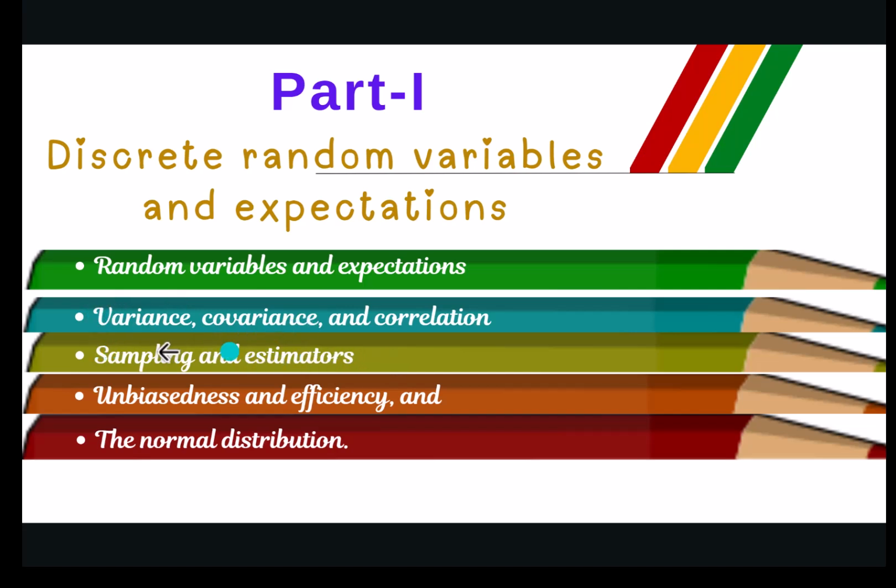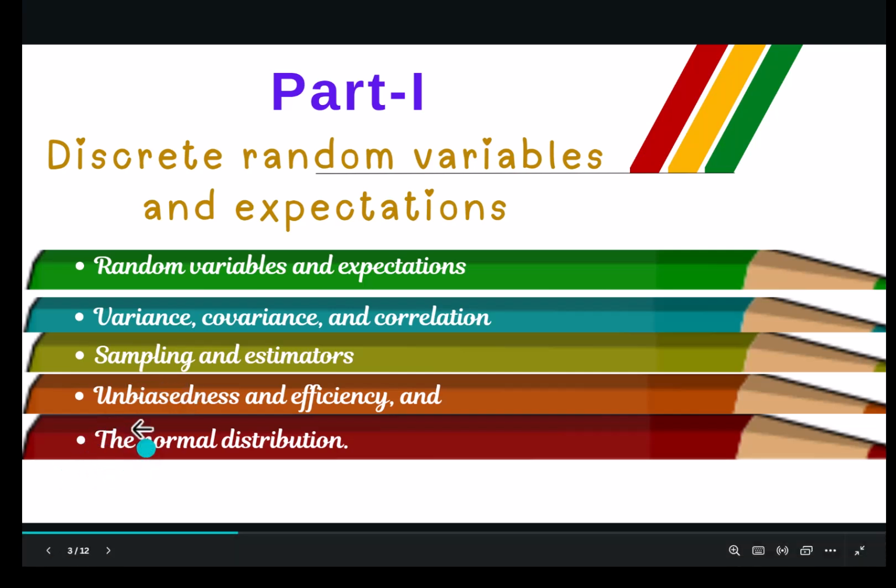Sampling and estimators. We'll also look at the estimator for the population parameter, and then we also check unbiasedness, whether the expected value of the sampling distribution of an estimator is equal to the unknown true value of the population parameter or not. We'll check efficiency here too. The minimum variance concept will be introduced, and we'll check whether estimators are efficient or inefficient.